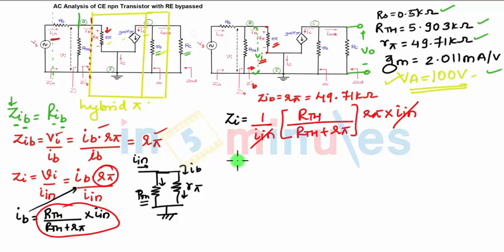Now what will be done? I in will get cancelled. So you are left with R pi into RTH divided by R pi plus RTH. That means R pi in parallel to RTH.